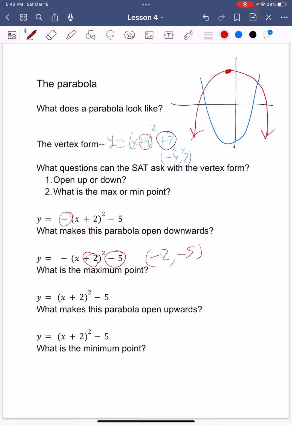Y equals (x plus 2) squared minus 5. What makes this parabola open upwards? Just because there's no negative, or this is pretty much like a hidden positive here. What is the minimum point? Well, remember, it's the negative of this number and the positive of this number. So (-2, -5).